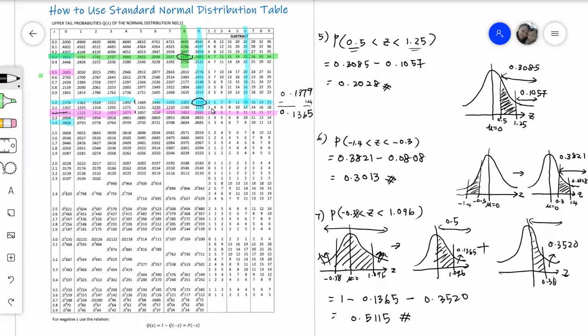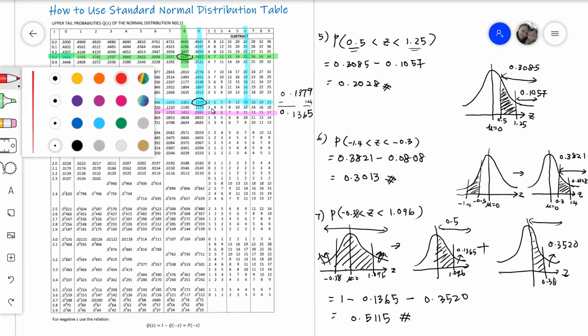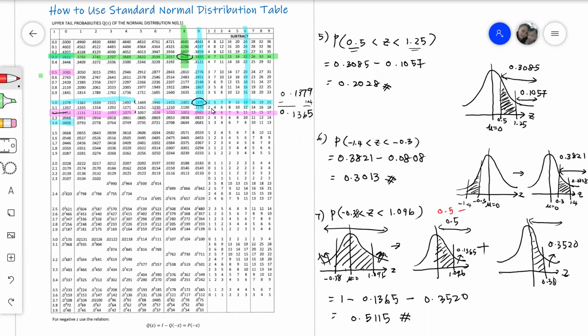In order to make everything easy, you really have to sketch the bell curve. From the bell curve, you will know whether you need to take the value right away, or subtract it from 0.5, or subtract it from 1. Actually, if I want to work out the detail, for question number 7 it should be 0.5 minus 0.1365 plus 0.5 minus 0.3520, whereby 0.5 plus 0.5 gives 1. So I straight away take the 1 and subtract the area of both tails.